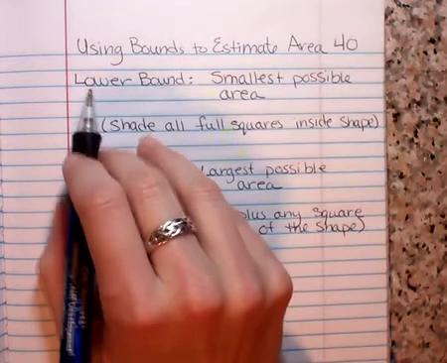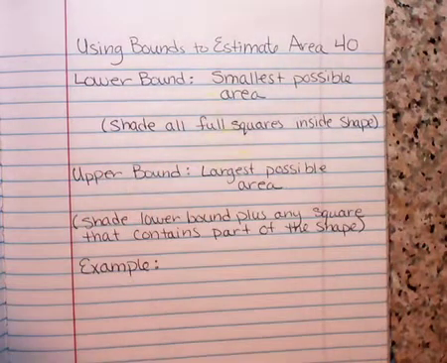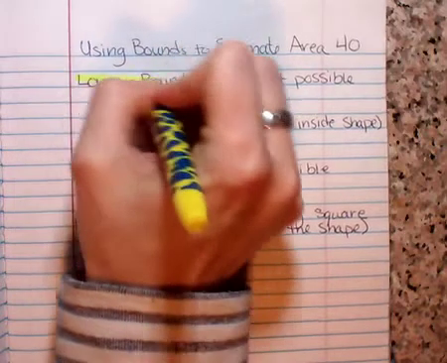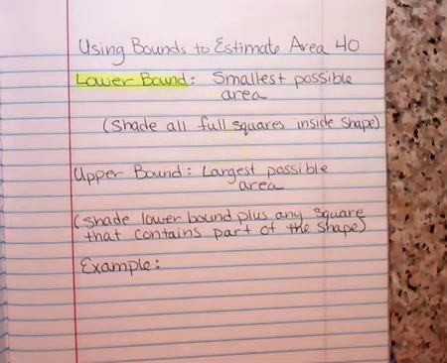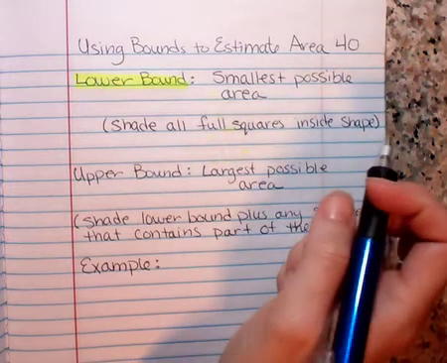So we discussed that lower bound is the smallest possible area. And I'm going to highlight lower bound in yellow. And to find the lower bound, we will shade all the full squares inside the shape.